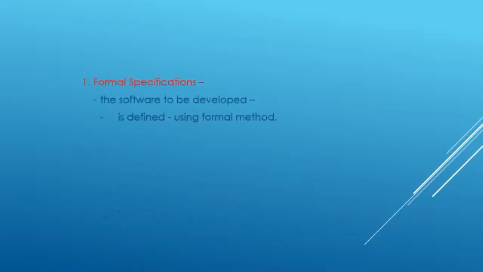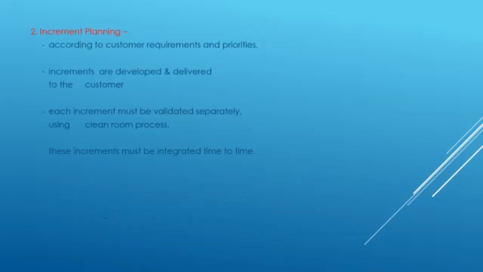In the formal specification, the software to be developed is defined using a formal method. In the second, increment planning, according to customer requirements and priorities, increments are developed and delivered to the customer. Each increment must be validated separately using the clean room process. These increments must be integrated from time to time.